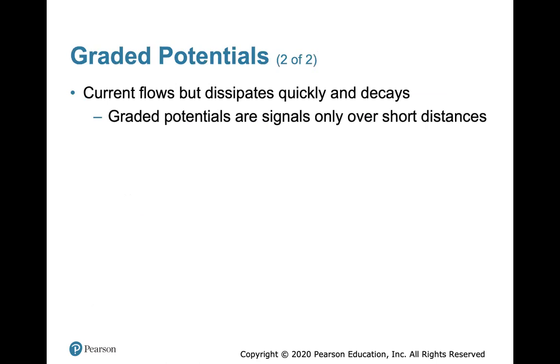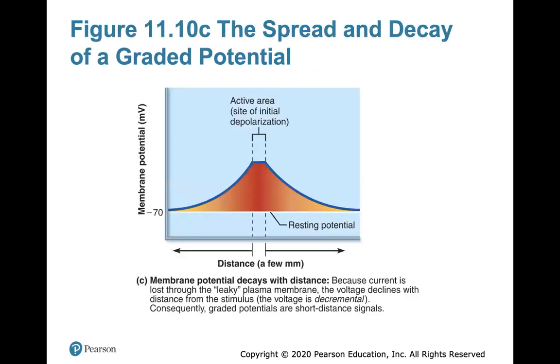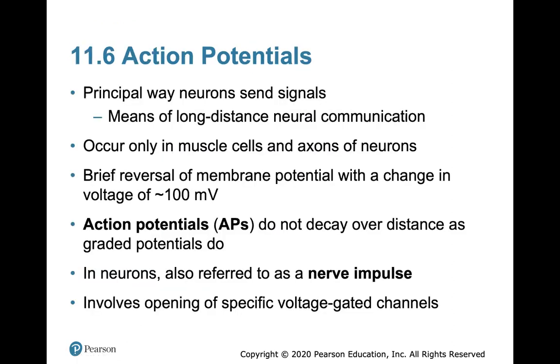The graded potentials are signals only over short distances, so the current will flow but dissipate quickly and decay. And you can see that here, how the membrane potential goes back to normal after time, after the initial site of depolarization. An action potential is the principal way that neurons send signals. So we'll talk a lot about action potentials, and you just have to remember that an action potential is just the name for a neuron sending a signal.